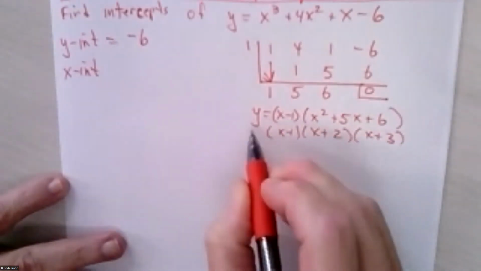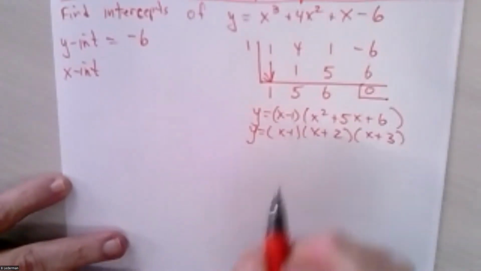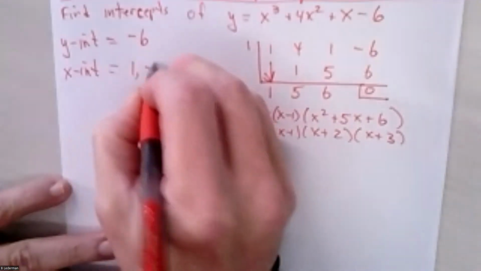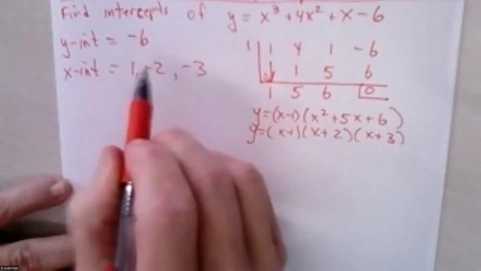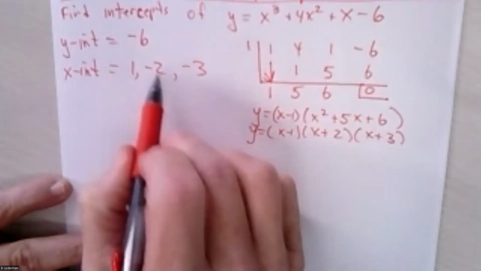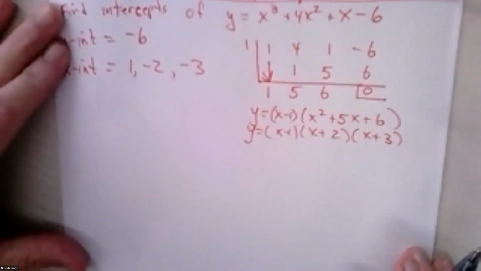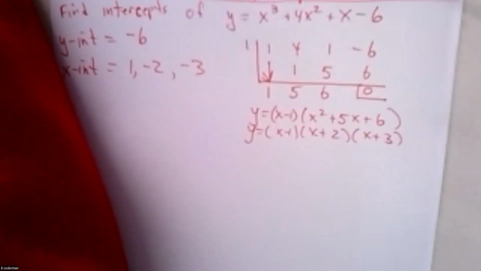Now I've just written the polynomial in factored form. So the x-intercepts are going to be positive 1, negative 2, and negative 3. So there's my intercepts. The y-intercept is negative 6. The x-intercepts are 1, negative 2, and negative 3. And it's all beautiful. You can put that into Desmos all by yourself, and you'll see that it bears out perfectly. Alrighty?